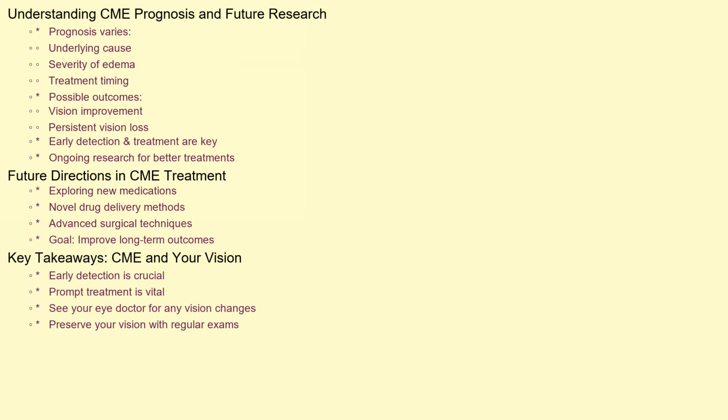There's also ongoing research to develop new and more effective treatments for CME. Researchers are exploring new medications, drug delivery methods, and surgical techniques to improve the long-term outcomes for individuals with this condition. Outro music and screen with information about scheduling an eye exam.